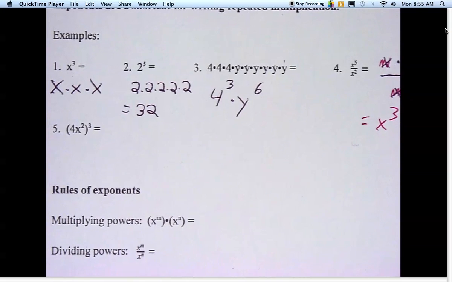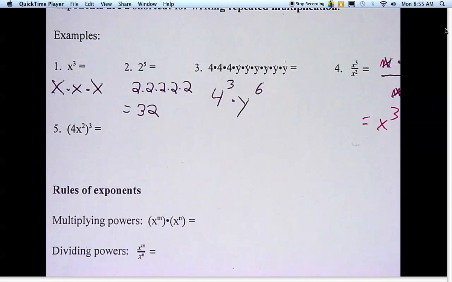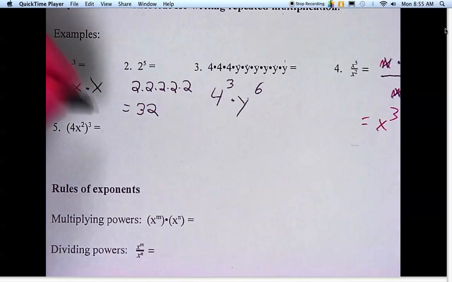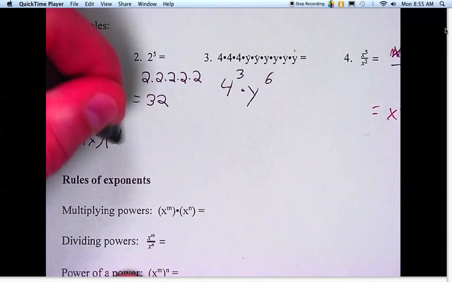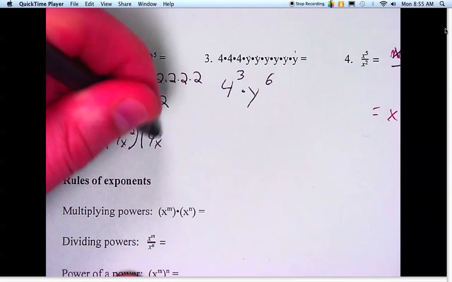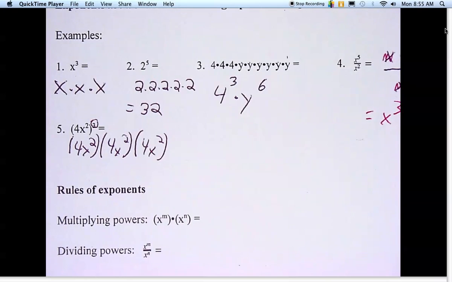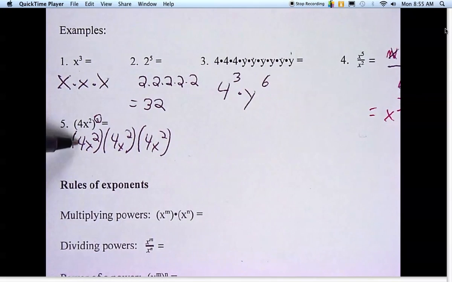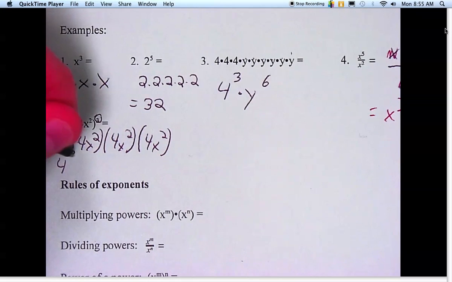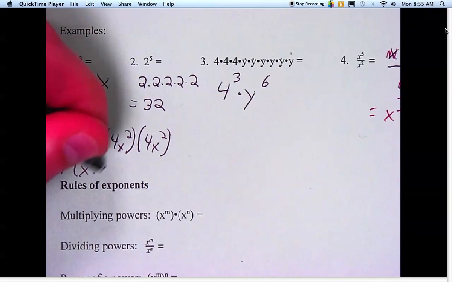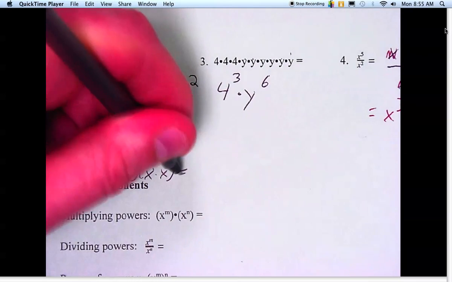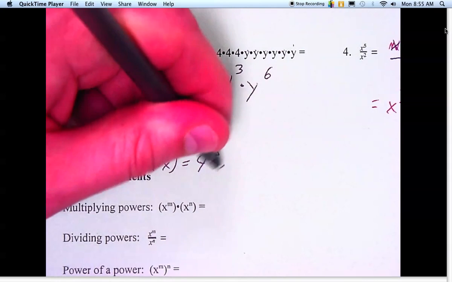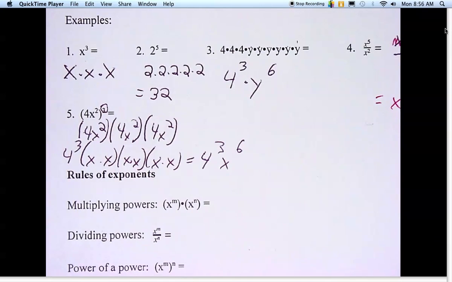Next one is when we have a power outside our parentheses. And so we just write out what exponents mean. When we're cubing something, it means multiply that thing by itself 3 times. All right? And so what's a way I could simplify this a little bit? Well, I have 3 4s, right? And so that's 4 to the 3rd. And then I have x squared, which is x times x, and x squared again. And so all together, I have 6 x's. So I have x to the 6th, right? So just different ways of writing the same thing.